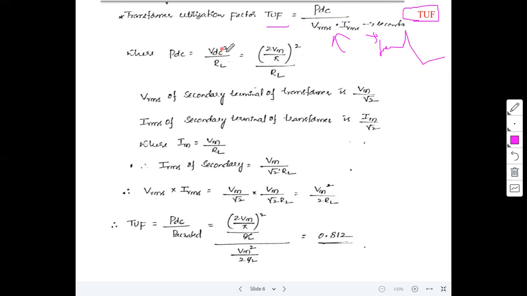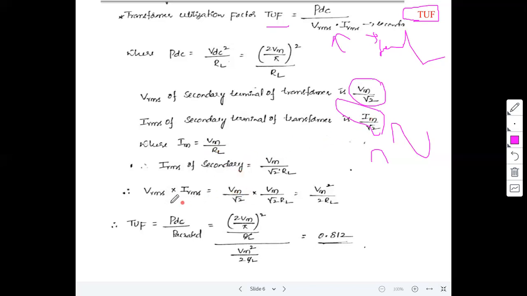Already we know that PDC is equal to VDC square by R, VDC is equal to 2Vm by pi, whole square by R, and Vrms is equal to Vm by root 2, and Irms is equal to Im by root 2. Vrms is equal to Vm by root 2, Irms is equal to Im by root 2, right? Why? Because here the current signal is a positive cycle, whereas here the voltage signal is, this is the voltage signal. Okay, now simply substitute here.